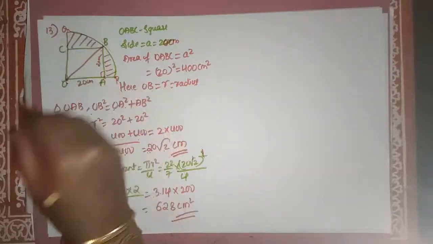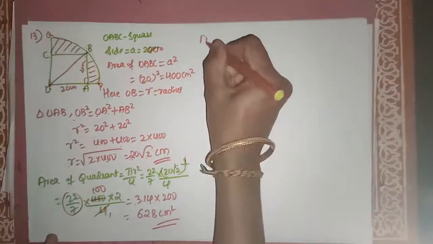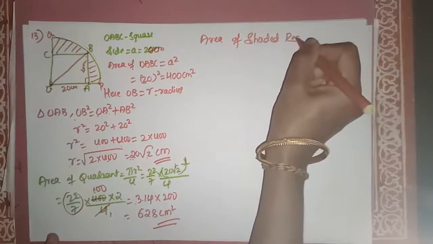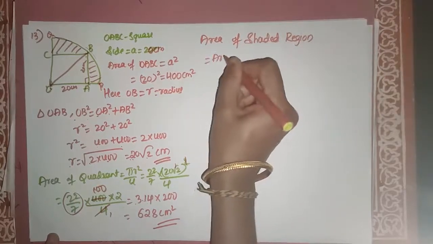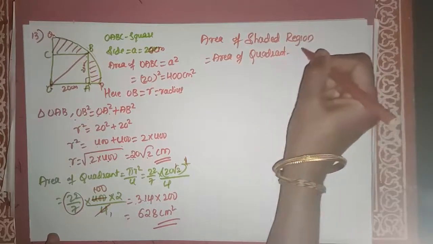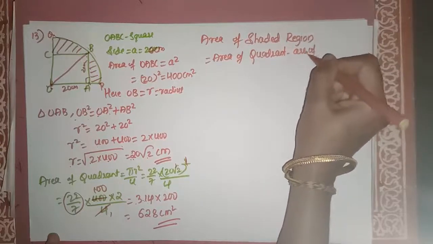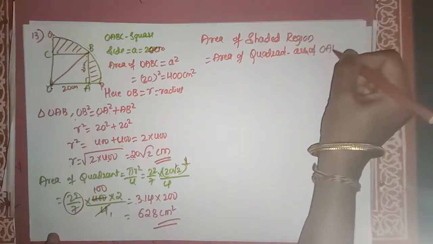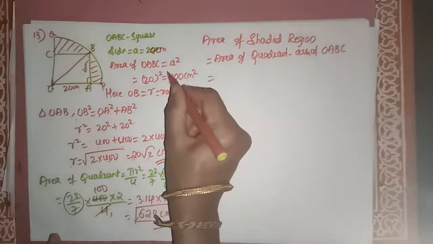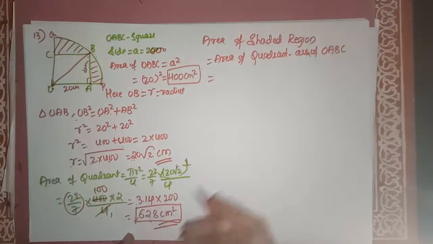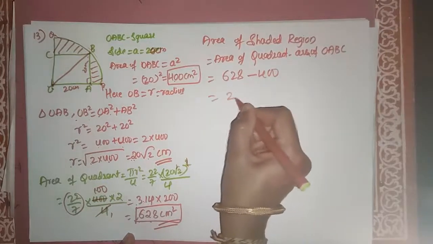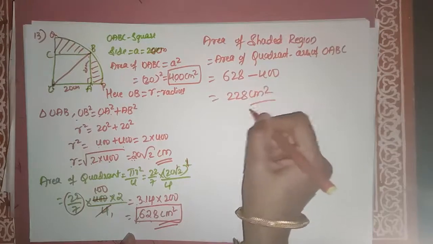In the quadrant we need to remove the area of the square. So the area of shaded region: what we need to do? Area of quadrant minus the square, area of OABC. This is the area of quadrant, and this is the area of this square. So the area of the quadrant is 628, minus this is 400. So now we have 228 centimeter square.